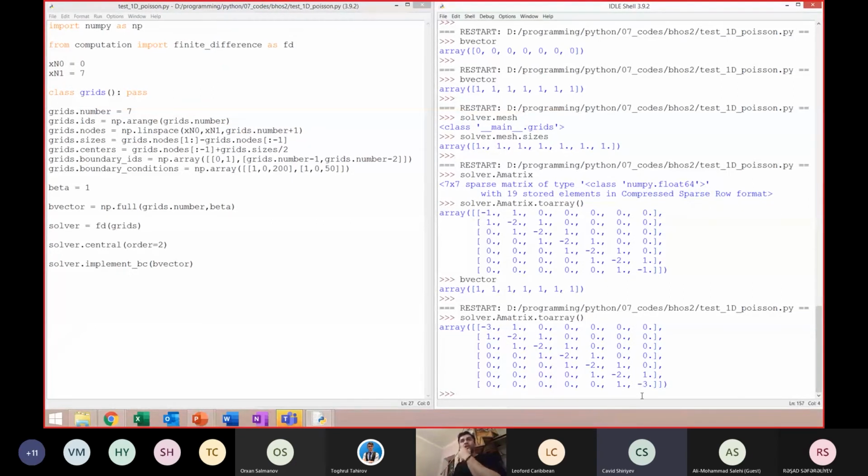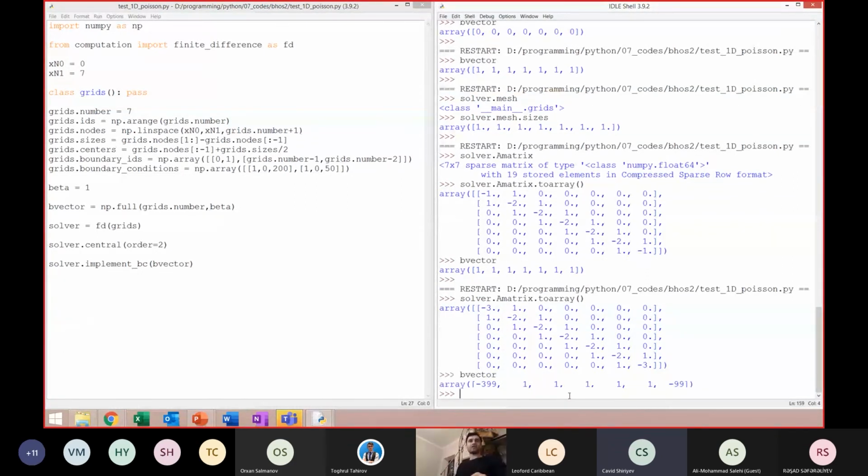So, first entry is modified based on the boundary condition. The last entry is modified as well based on the boundary condition. Since we have different boundary conditions, 200 for the left-hand side and 50 for the right-hand side, the modifications are different. Okay. So these are the modifications that we are getting because of the Dirichlet boundary condition.